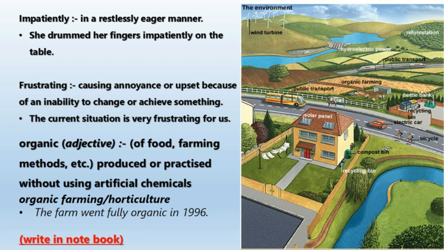Impatiently means in a restlessly eager manner. She drummed her fingers impatiently on the table. Frustrating: causing annoyance or upset because of an inability to change or achieve something. The current situation is very frustrating for us. Organic is an adjective, used to describe food or farming methods: produced or practiced without using artificial chemicals. Organic farming, organic horticulture. The farm went fully organic in 1996.